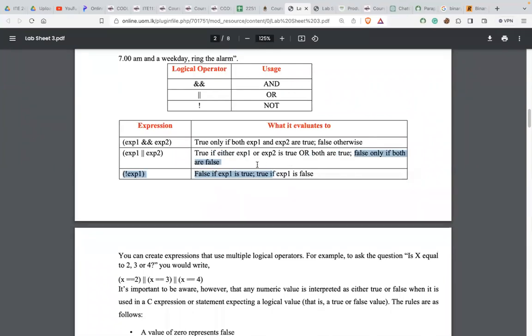False only if both sides are false. If both sides are false, then we consider it as false. Not operator: false if expression 1 is true, true if expression 1 is false. That means the opposite of the output, we can get from this negation sign, that means the not operator.